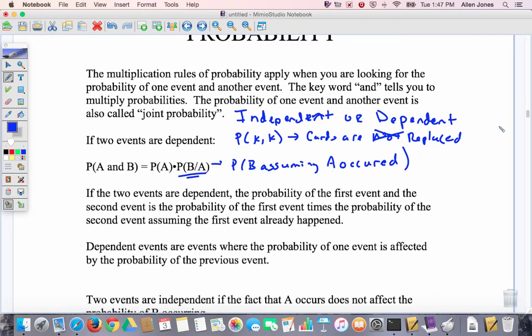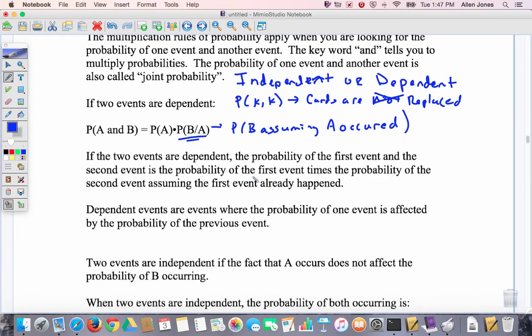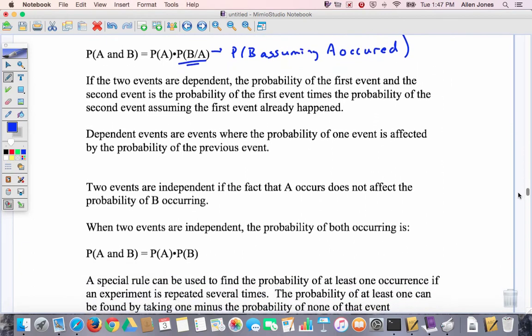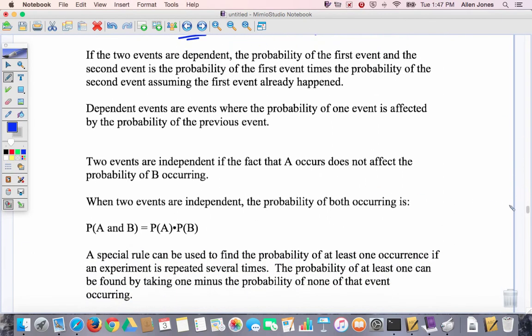Okay, so 2 events are dependent if the probability of the first and second events are related to each other. Right here it spells it out. Dependent events are events where the probability of one event is affected by the probability of the previous event. And our deck of cards probably gives us the best illustration of that.